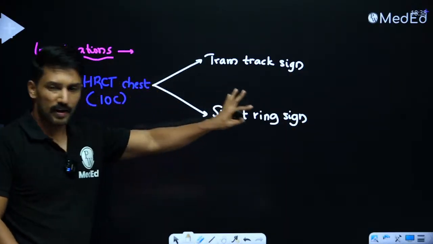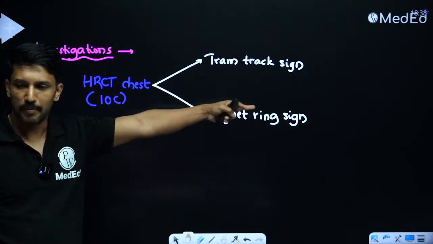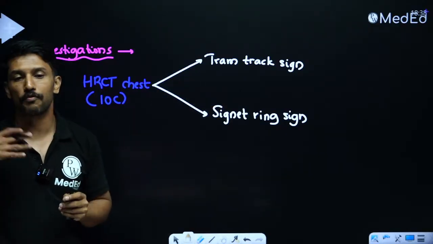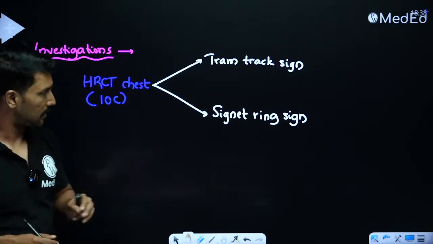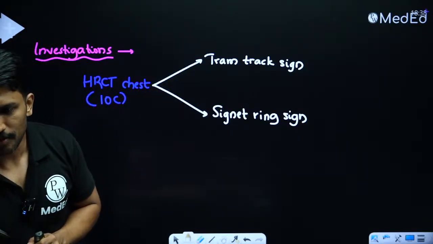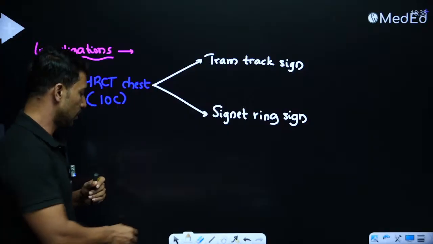Either they may be talking about this, like the question just mentions that it is the track sign, or it mentions the signet ring sign, or they may give you the CT image where you have to recognize it. Okay, so what is this track sign?